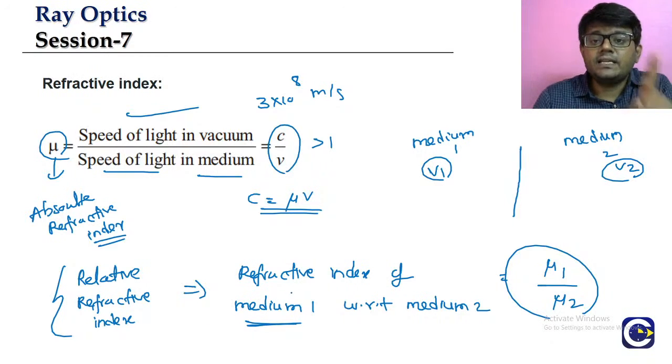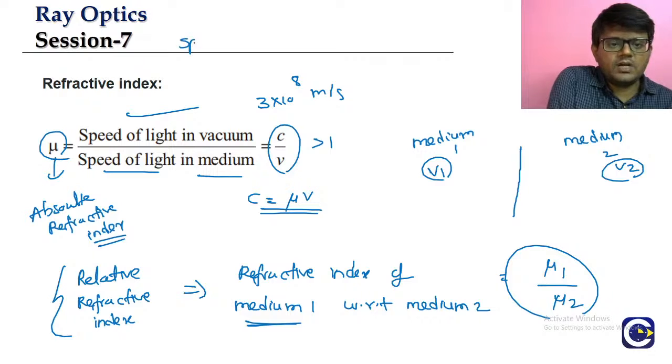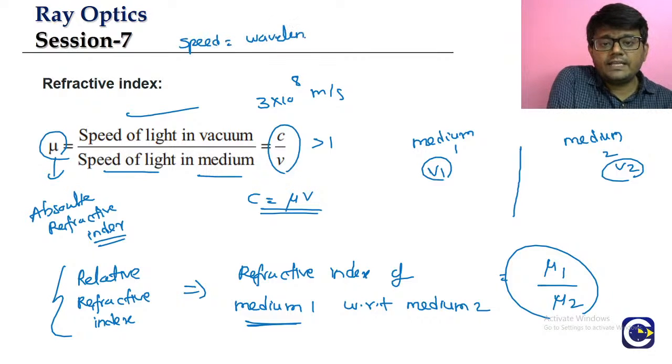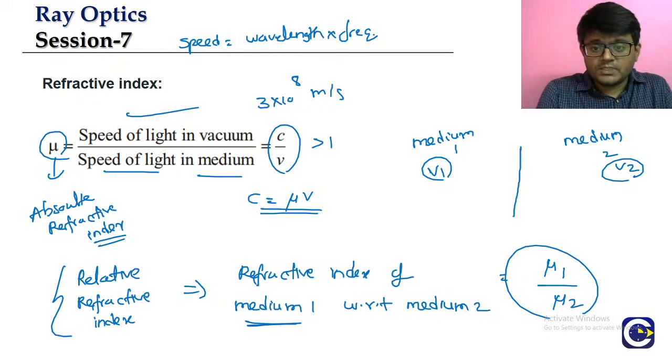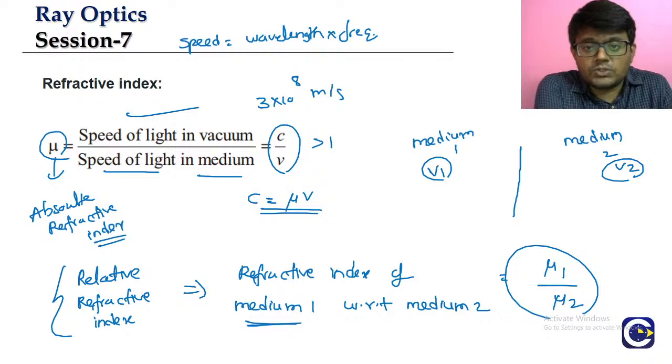See, speed of the light is dependent upon what? Wavelength and frequency, right? Speed is equal to wavelength into frequency, not just for light, for any wave. Now frequency will depend upon what? The source. Because if the light is originating from a source, the number of cycles given per unit time will depend upon the source.